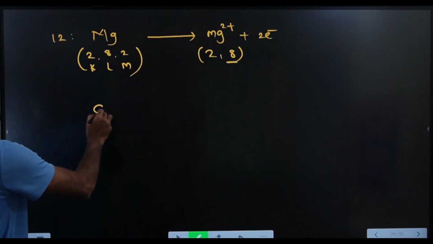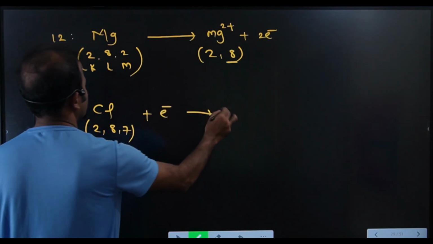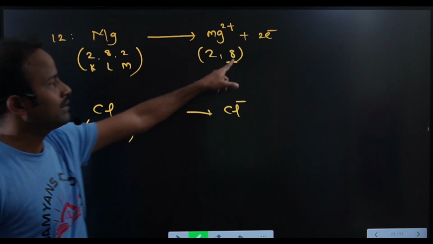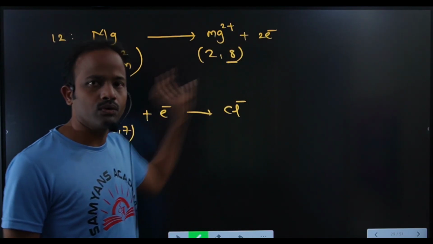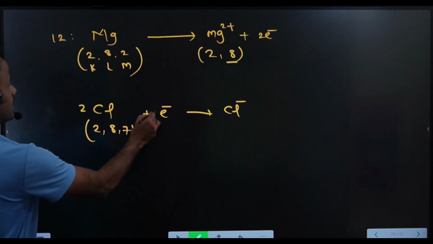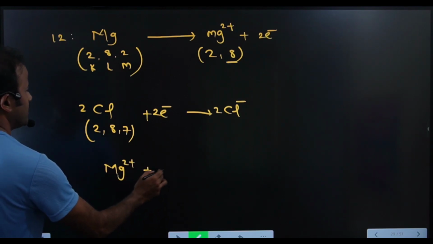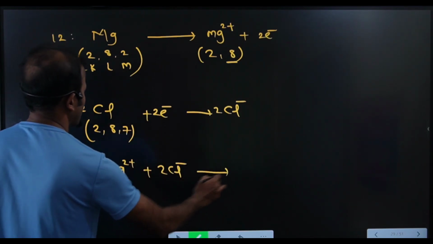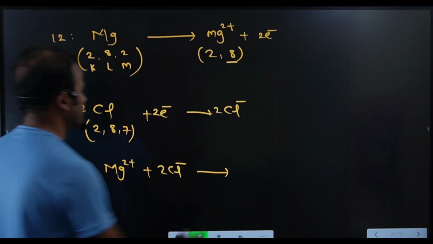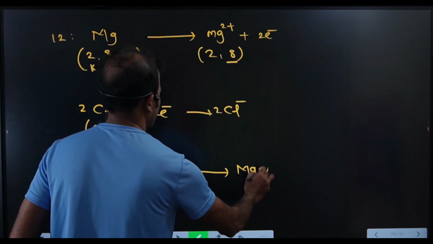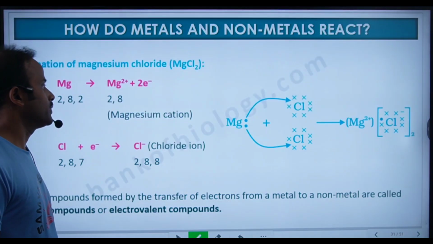Similarly, chlorine, as we already discussed, has a 2-8-7 configuration, and by taking an electron this Cl will become Cl minus. Here we have 2 electrons. One chlorine will take one electron only. For two electrons, two chlorines are required. These two chlorines take two electrons and form 2Cl minus. Because of these charged ions, magnesium 2 plus and 2Cl minus, being oppositely charged, they get strong electrostatic attraction forces and form MgCl2, the magnesium chloride ionic compound. So in this way we get the magnesium chloride ionic compound, right?